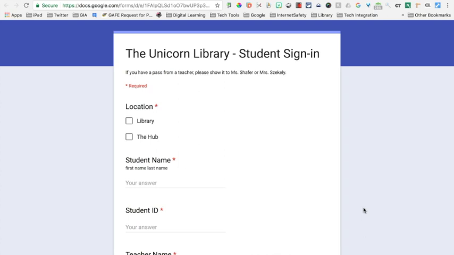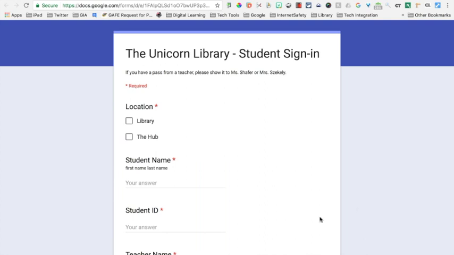Now, these are the questions that I typically ask on my form. In my library, we have two locations. We have the library. We also have the hub, and the hub is where students get help with their iPads. They might get a loaner iPad, or maybe if their iPad's not working or they need an app, that's where they'll go. So that's the first question I always ask so that I can differentiate the information that I'm getting. Does it belong to the library or does it belong to the hub?